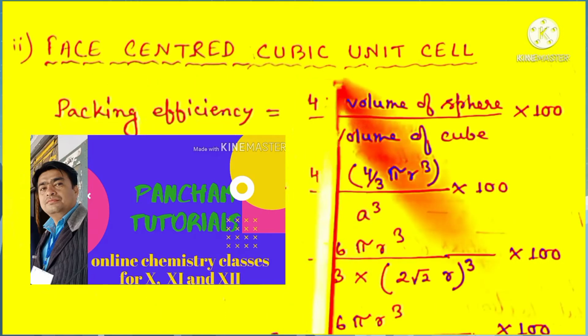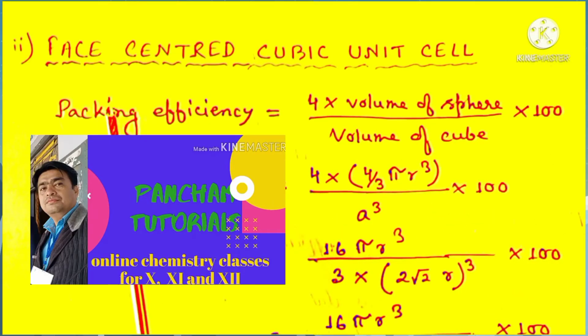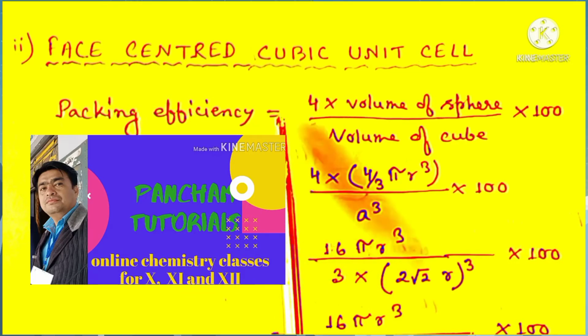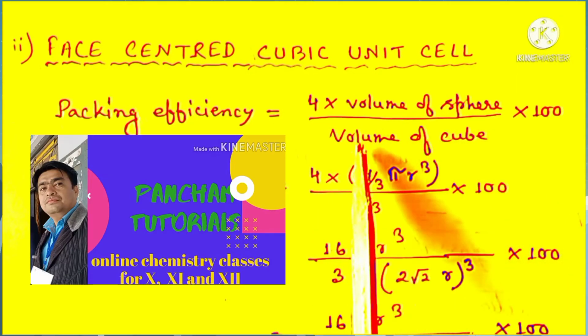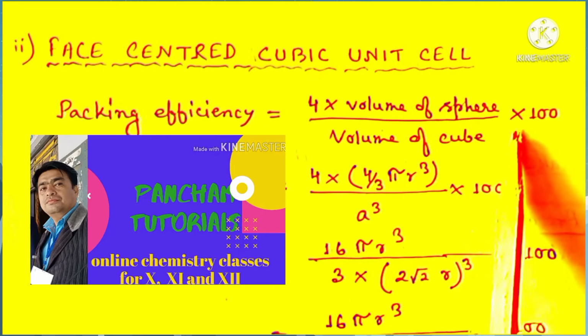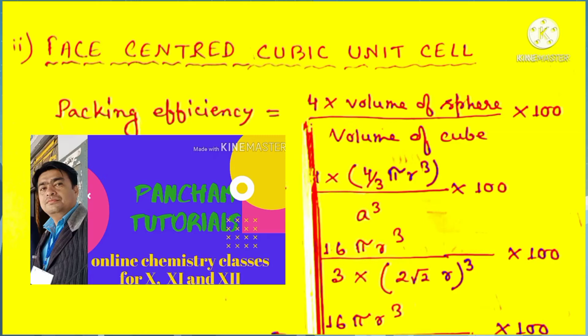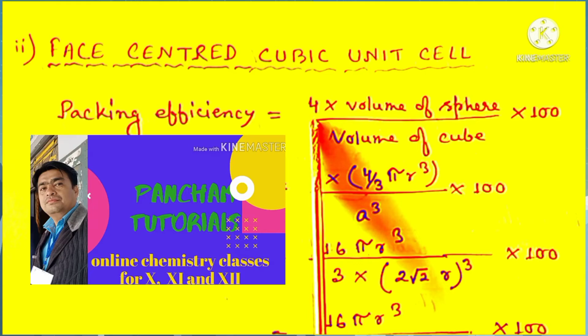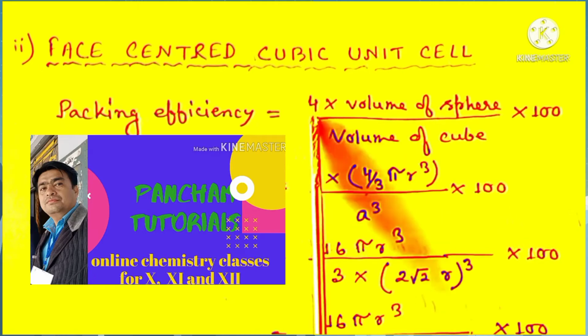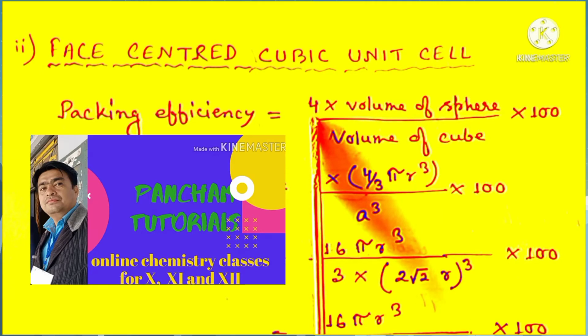Now is the face centered cubic unit cell. In order to find the packing efficiency, we will take the help of the formula here. The packing efficiency for FCC is equal to 4 into volume of sphere divided by volume of cube multiplied by 100. Now where does this 4 come from? Actually, in a face centered cubic cell, the total number of atoms is 4. That's why we have multiplied the volume of sphere by 4 here.